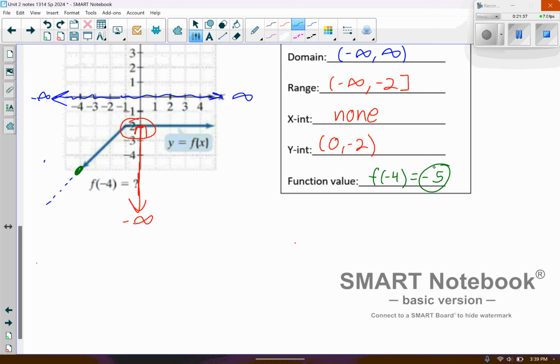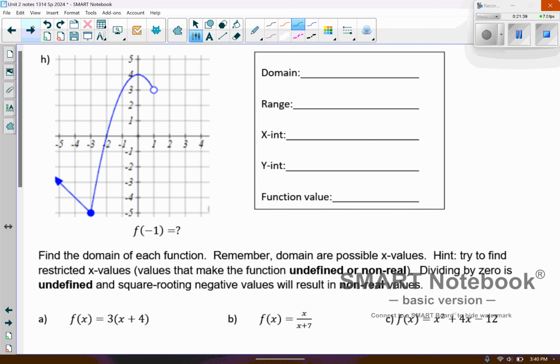Okay, one more slide to go. So I have one more of these, and then we're going to kind of switch gears a little bit. So let's start with domain. That's an arrow right there pointing up and to the left. So it's going to go to the left indefinitely towards negative infinity.